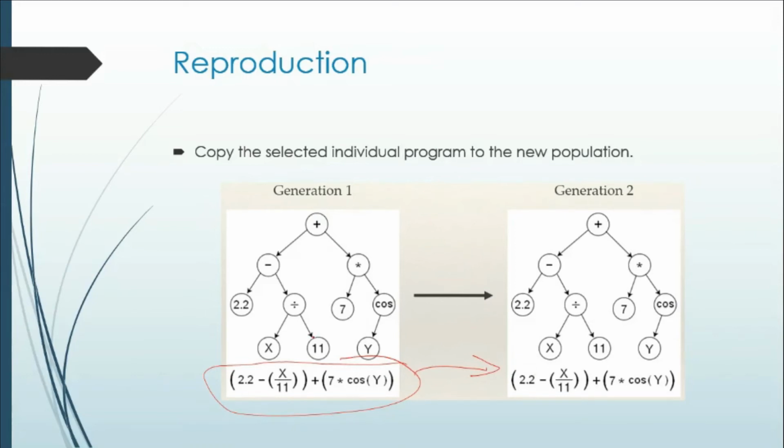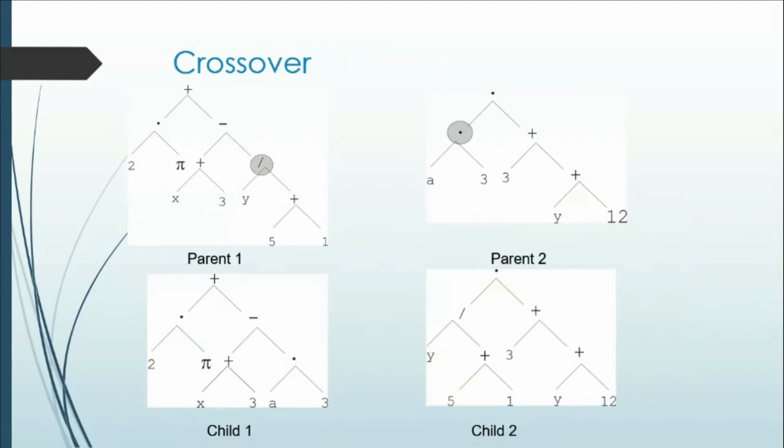So in generation 1, this individual is there. In generation 2 also, the same individual is copied. That is the reproduction procedure. And in the case of the crossover operator, you know that is how it is being done.